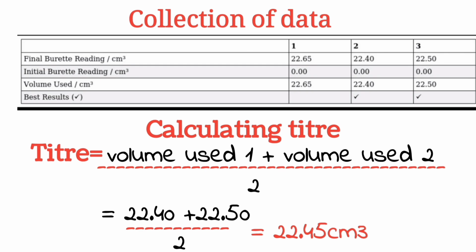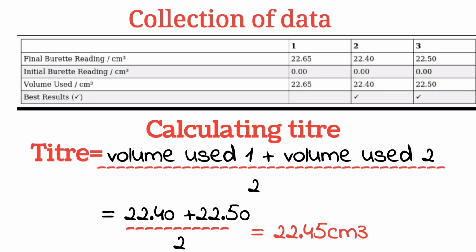If you take, let's go to titration number 2. If you take 22.40 minus 0, you still have 22.40. That is the first volume we are using, 22.40. Let's go to titration number 3. If you take 22.50, take away 00, the volume used will still be 22.50. So our volume used too will be 22.50. And then we combine and take the average.